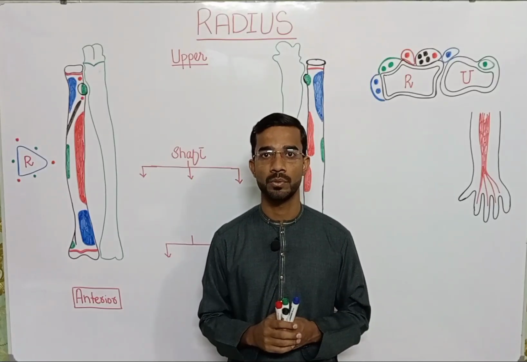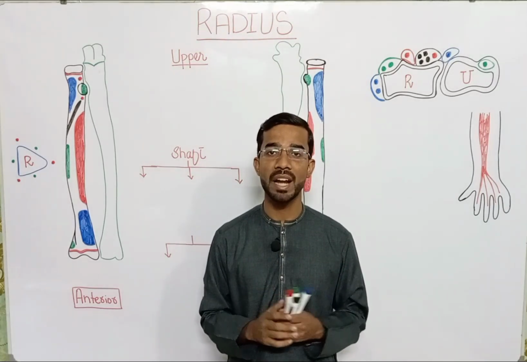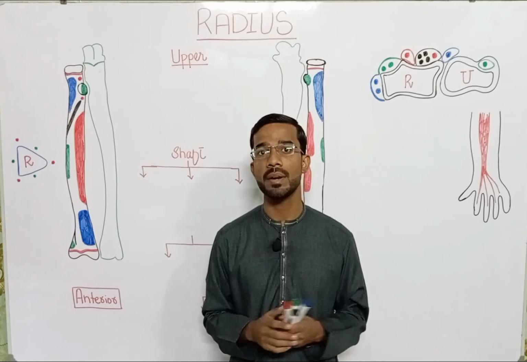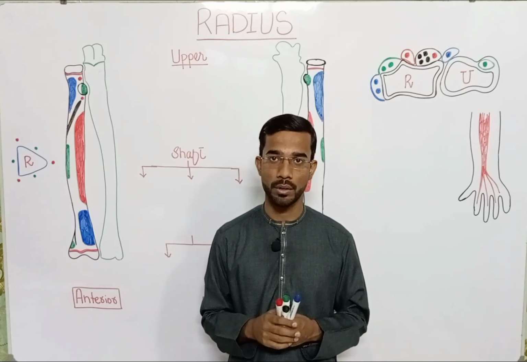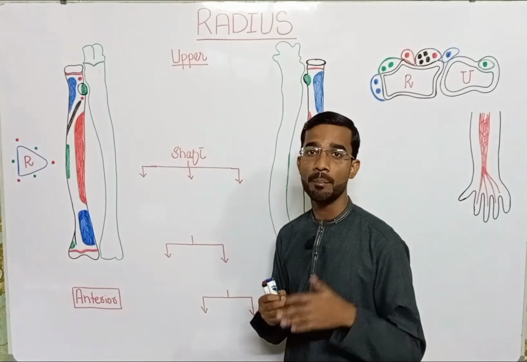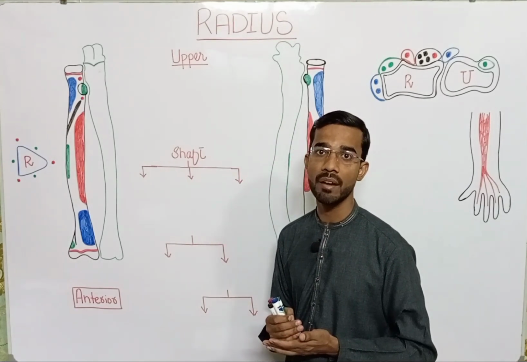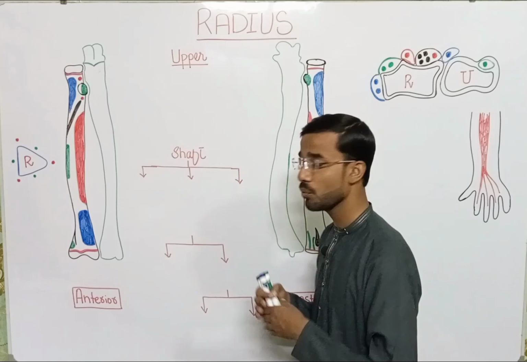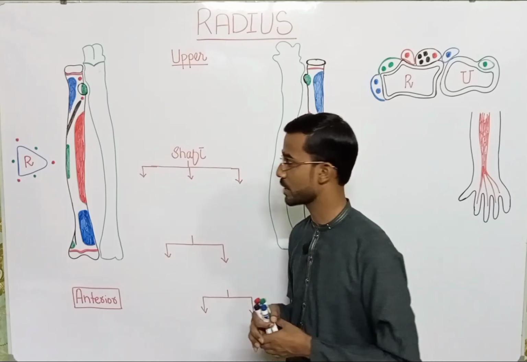Welcome to Metalactor. Today we are going to discuss different attachments of muscles and ligaments to the radius bone. So let's start. First of all, we will revise the borders and the surfaces of the radius bone, which we have discussed in the previous lecture.